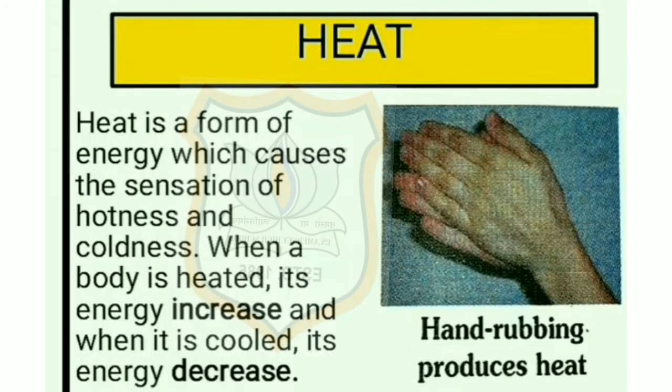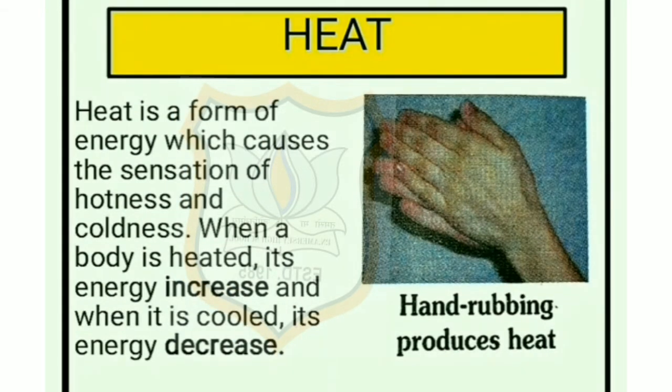Heat. When you rub your hands against each other, they get warm. Here, heat is produced due to the loss of the kinetic energy of the hands. So, heat is a form of energy which causes the sensation of hotness and coldness. When a body is heated, its energy increases, and when it is cooled, its energy decreases. So we can say that heat is measured by the change in the degree of hotness or coldness.